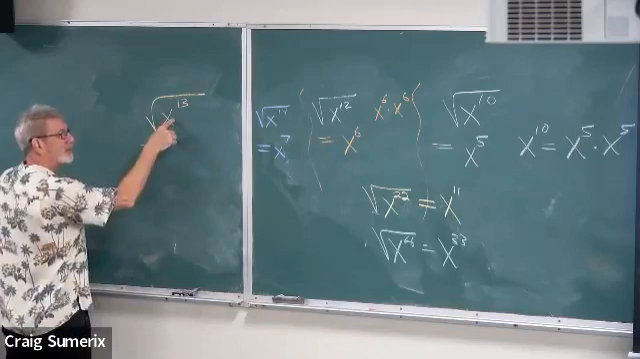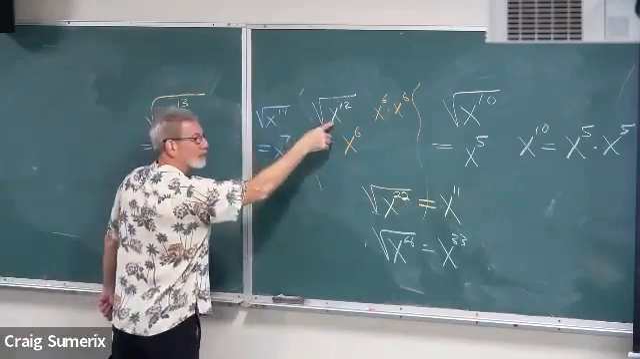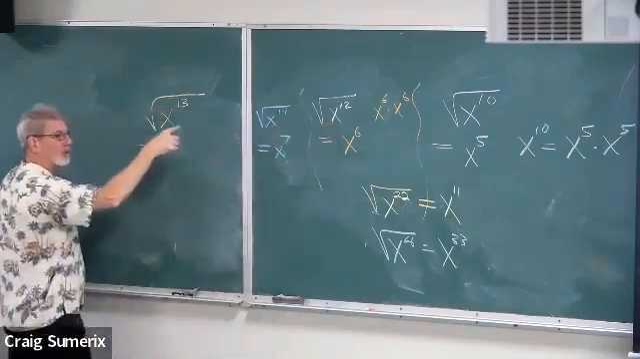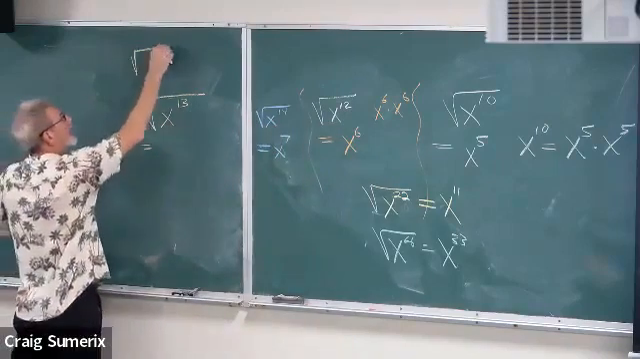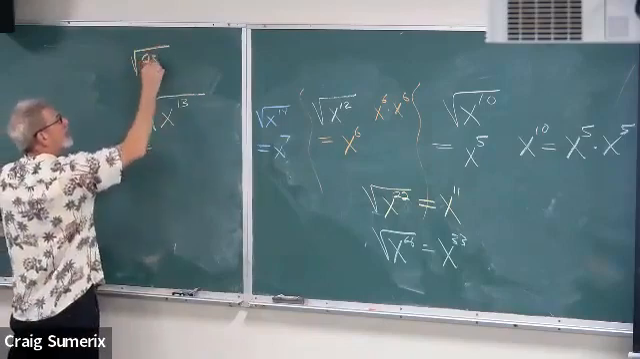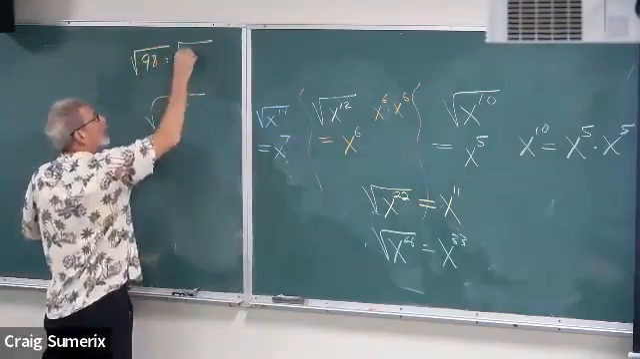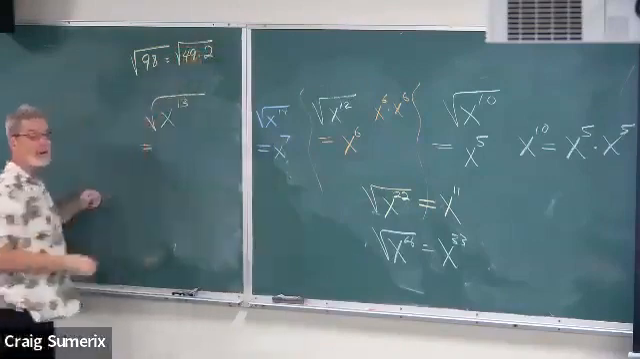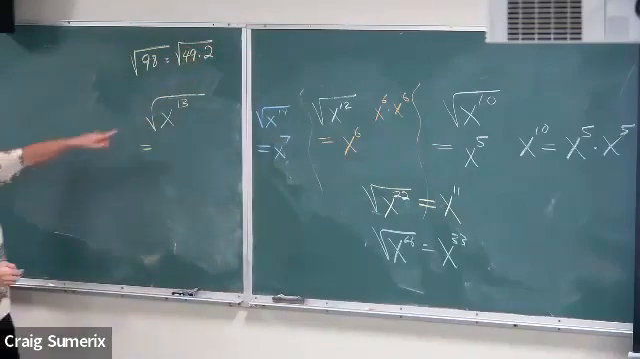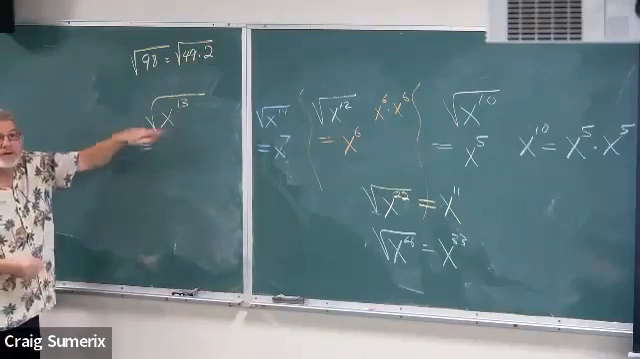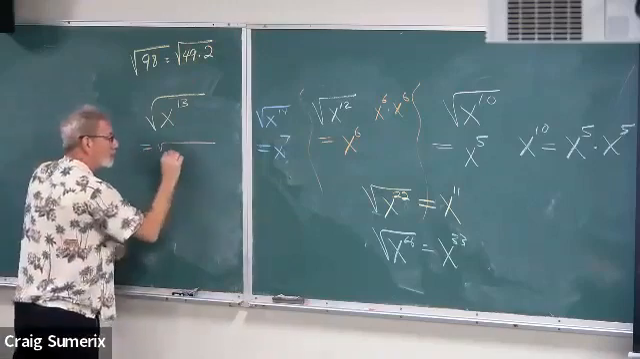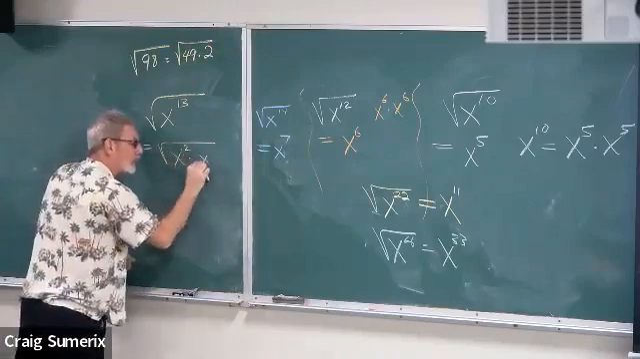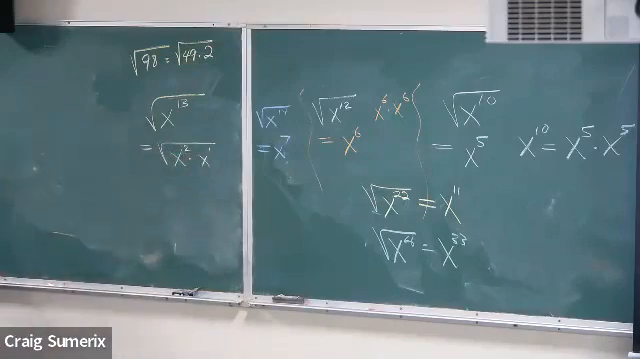Can you make this look like this? What did we do a minute ago when we had numbers? If you had the 98, we broke it into a square and a non-square, right? Can we break x to the 13th into something that will break down and something that will not? Yeah, how about 12 times 1? X to the 12th and x to the 1st. That's a total of 13, isn't it?